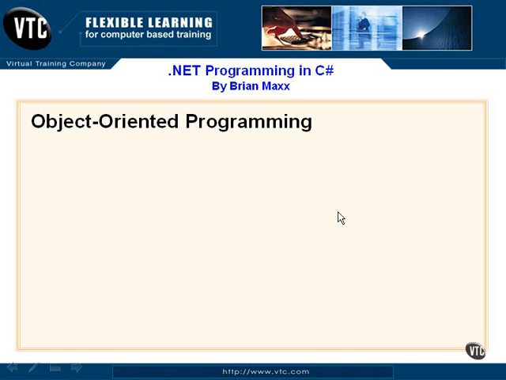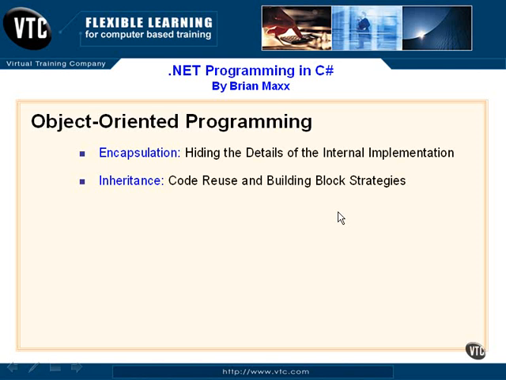Let's go over the big three of object-oriented programming. We're actually going to talk more about encapsulation here, but we need to get through the definitions of the first three in order to start talking about encapsulation. Encapsulation is hiding the details of the internal implementation in object-oriented programming. So we'll see what that is. We've already looked at it. We'll get more into the details.